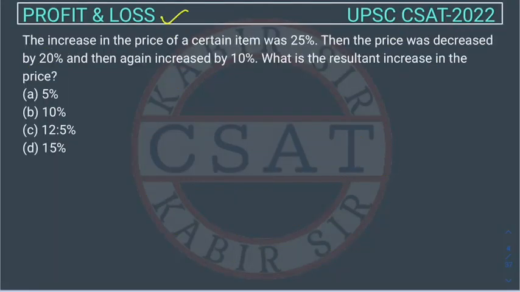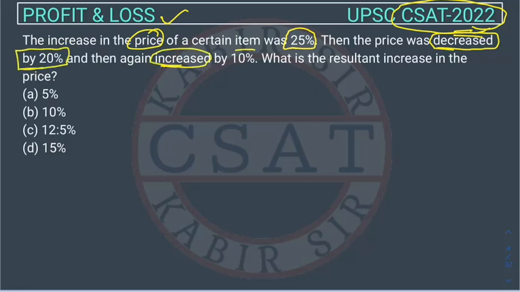This is a profit and loss question asked in UPSC Civil Services Exams CSAT paper in 2020, right? So the question is, the increase in the price of a certain item was 25%. Then the price was decreased by 20%, and then again increased by 10%. What is the resultant increase in the price? So the question is asking, suppose there is an item, initially the price increased by 25%, then decreased by 20%, and then finally increased by 10%. So the final price got increased or decreased? The question is like that.